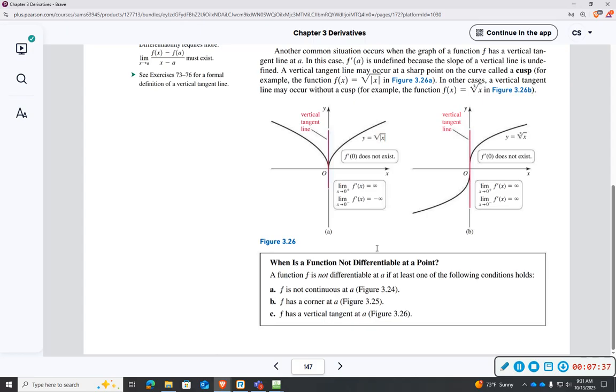So how do you know if a function is not differentiable at a point? These are some of the conditions that you will notice. F is not continuous at a, okay, so like you have a hole, a break, or jump. If f has a corner point, sort of like this diagram here, and then if f has a vertical tangent line, like this one. So if you got some shape like this, cube root of x, that would not be differentiable there. So any of those you notice, that lets you know the function is not differentiable.